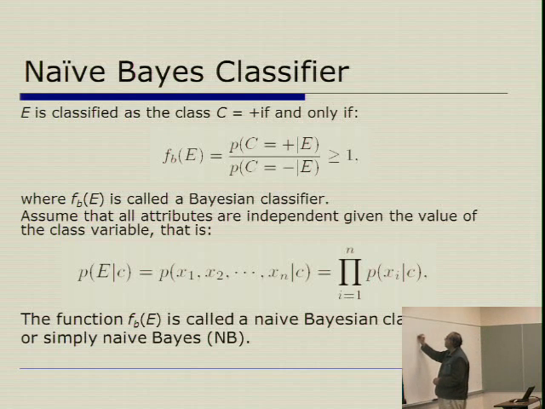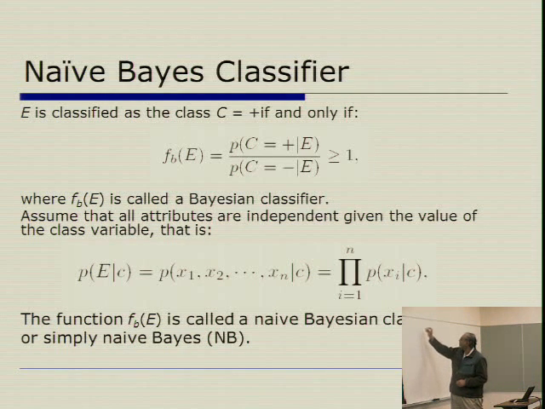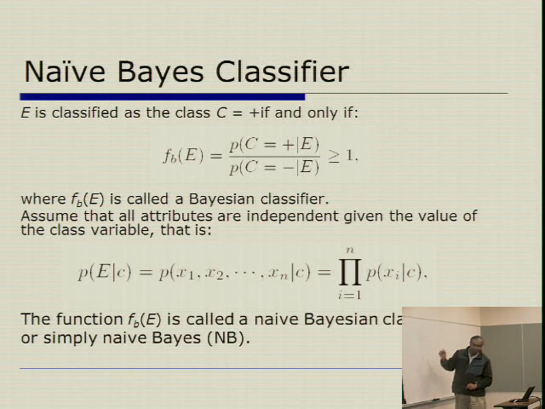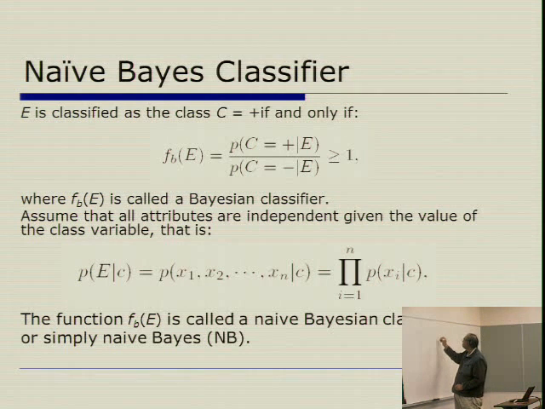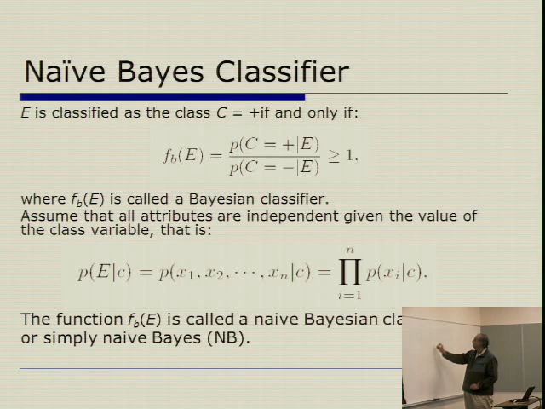Excuse me. So, FB, the classifier we had for a data point E. What is the data point E? Let's make it easy: x1, x2 is the data point. If I look at this data point E and I'm trying to classify it, then I'm going to say this is the probability that the class is positive given this data point E, divided by the probability that the class is negative given the same data point. If the ratio is greater than or equal to 1, then I will say that the class is positive, which implies C is plus. That's the classifier.